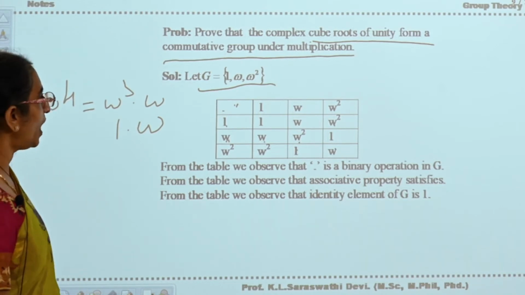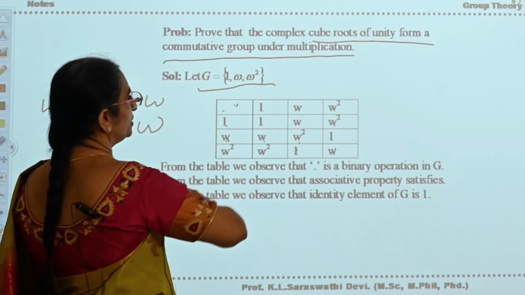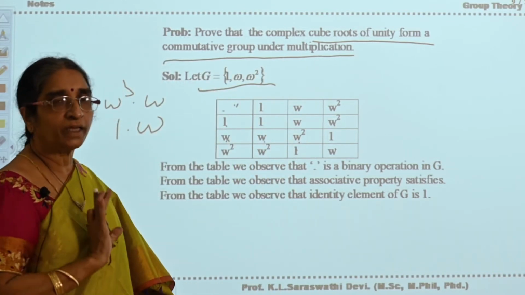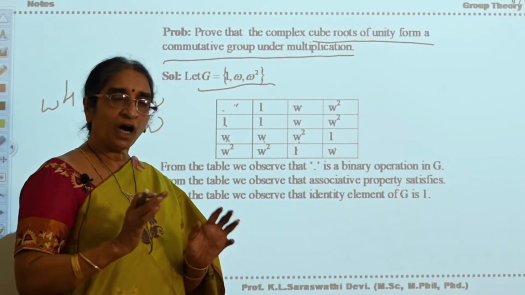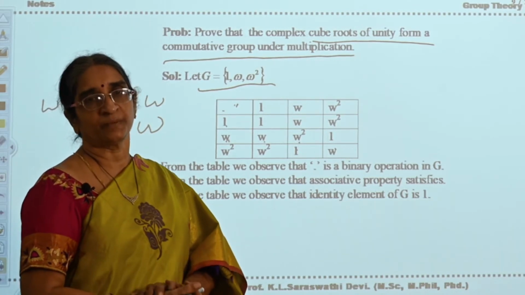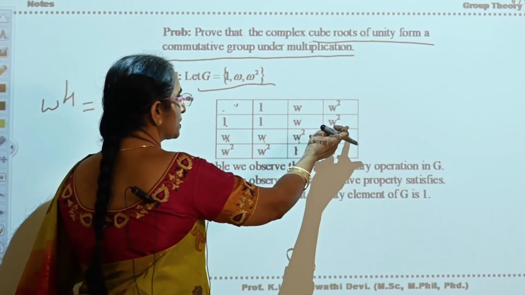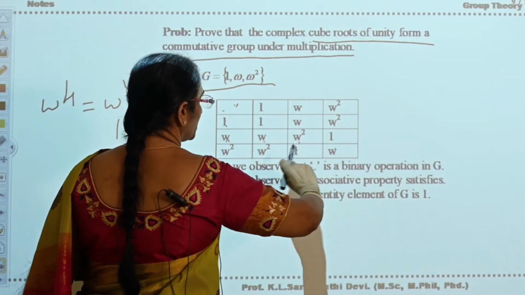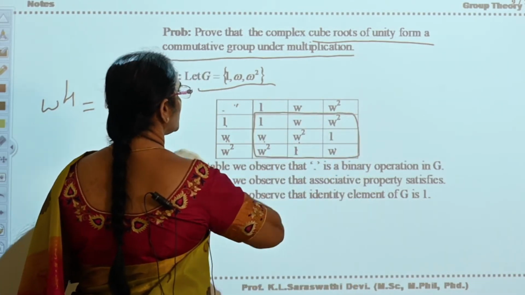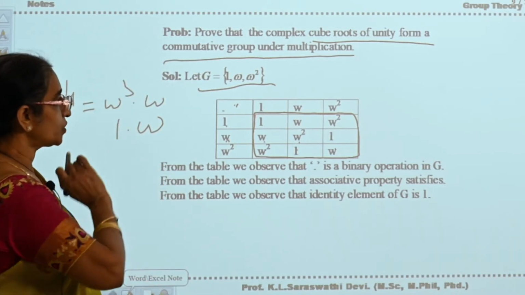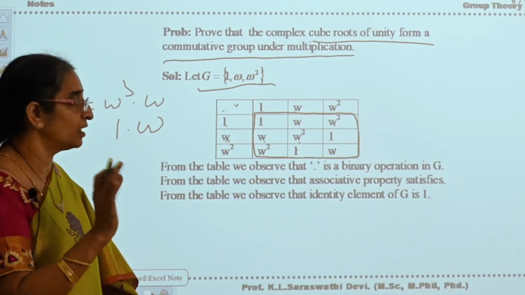Okay. Now, if you observe the table, all the entries are in the given set. All the entries are there: 1, omega, omega square. So I am explaining here how to read the table. See, if you are able to show that all the entries in the body of the table, that is, this is the body of the table, all the entries in the body of the table belong to the set, then you will say that the closure property is satisfied. Okay.